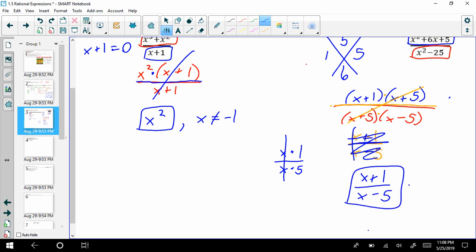And if they listed the restricted values, or the values that I have to throw out, there's 2 of them. Because when I factored out the bottom, there was 2 things that would have made the bottom 0 before I canceled anything out. Both 5 and negative 5 would have made the bottom 0.